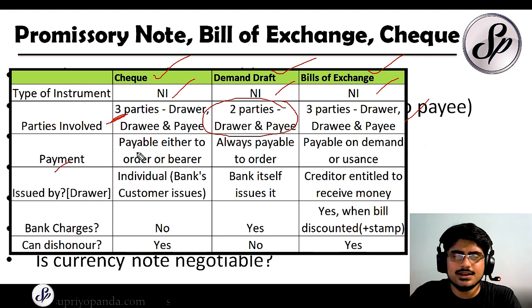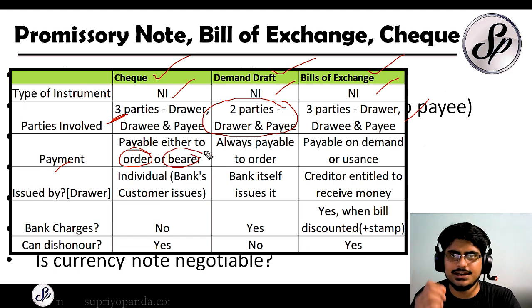Next is the payment. So a check is payable either to order or bearer. So payable to order means that only the person who is named will be able to get the payment. So that is payment to order. And by bearer means that anybody who is holding that check can get the payment. So that is what bearer check means. And these are the two ways in which you can get the payment done.